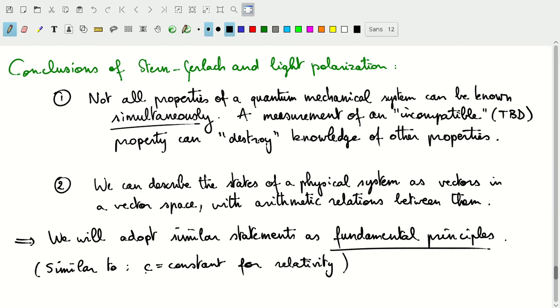This is very similar to, for example, what happens in relativity, where we look at experiments. The experiments lead us to think that the speed of light has to be constant, and so what do we do? We take that concept of a constant speed of light and elevate it really to a fundamental principle, and then see what we can derive in terms of physics from that principle.